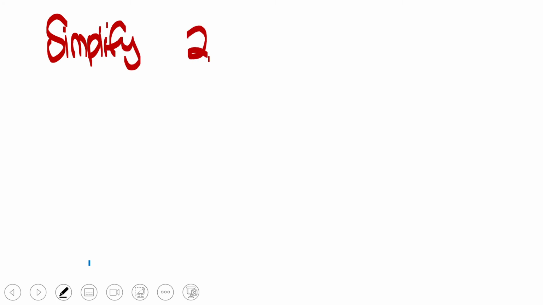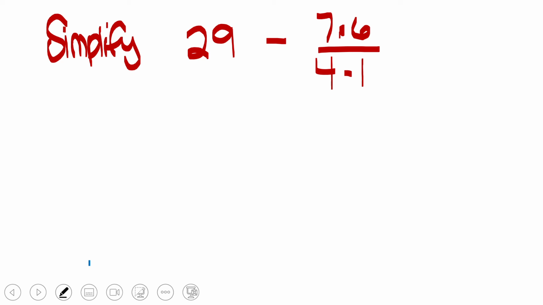Here's another example. If we are asked to simplify 29 minus 7 times 6 in the numerator over 4 minus 1 in the denominator. Okay, let's just simplify what we know in our numerator and denominator, rewrite everything else out, and we're going to address that later. 7 times 6, that's 42. 4 minus 1, that's 3.